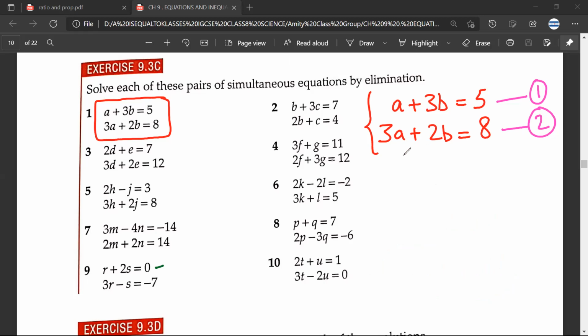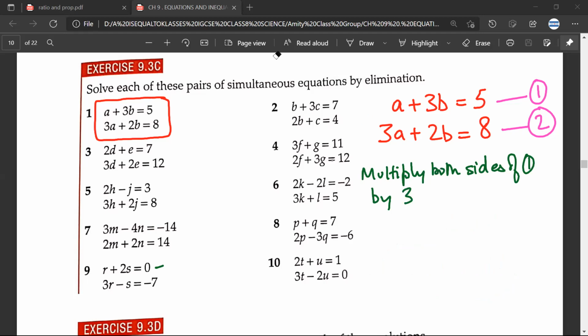Let me listen to Mr. Satya. Mr. Satya is suggesting that I multiply both sides of equation 1 by 3. Mr. Satya, am I correct? Yes, sir. Now, if I multiply both sides of the equation by 3, what do I get?